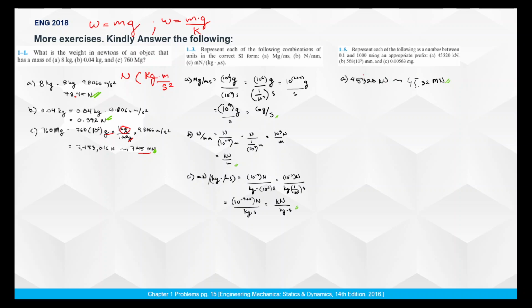Obviously, ito, you can still turn into 45.32 times 10 to the third. And then, meron tayong kilonewton pa dito. So, 10 to the third newton. By rules ng exponents, 10 to the third plus, so 3 plus 3, 6, 10 raised to 6 will be meganewtons. Okay?